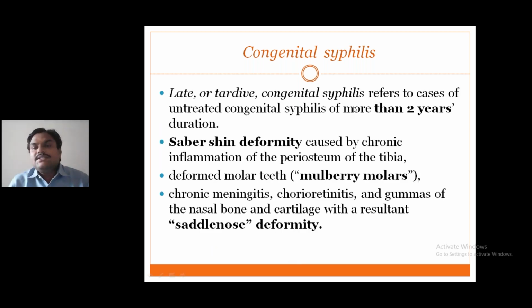Late or tardive congenital syphilis refers to cases of untreated congenital syphilis of more than 2 years duration. What is important here are three important points. One is saber shin deformity caused by chronic inflammation of the periosteum of the tibia. The deformed molar is called mulberry molar. Chronic meningitis, chorioretinitis, and gumma of nasal bone cartilage are all important MCQs. You have to remember, you have no option.